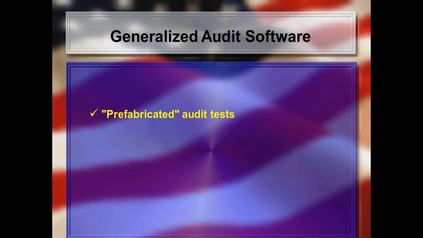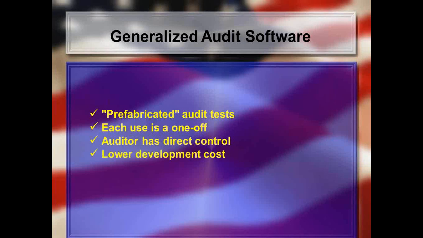Once you've got that, then each use can be a one-off. This is an inquiry I have now. I may never have this inquiry again on these files, but it's directly under my control. I don't have to go to IT and ask them to do extractions for me. Because it's already prefabricated, it means that to develop an audit inquiry, we have lower development costs, and overall we're faster to implement. So now that I've got this generalized audit software, what can I do with it?